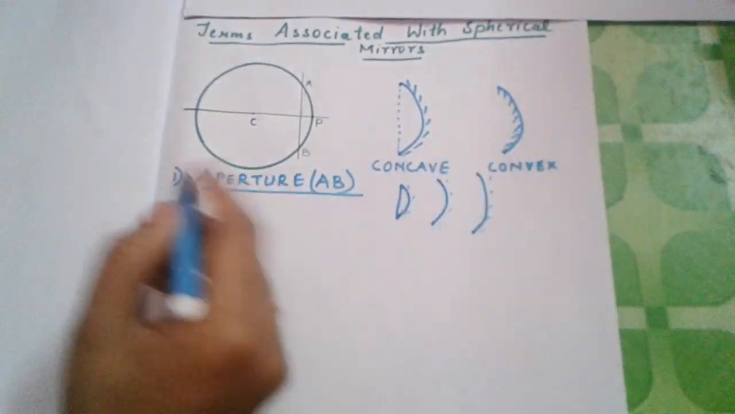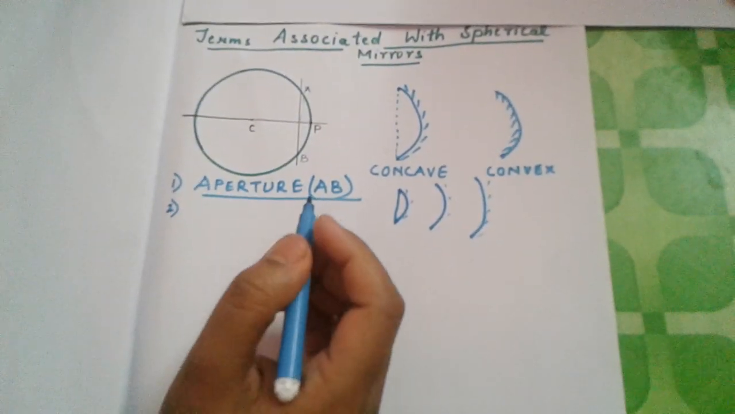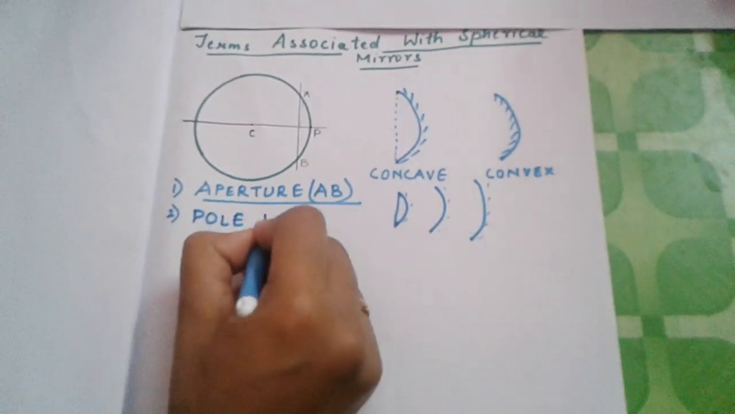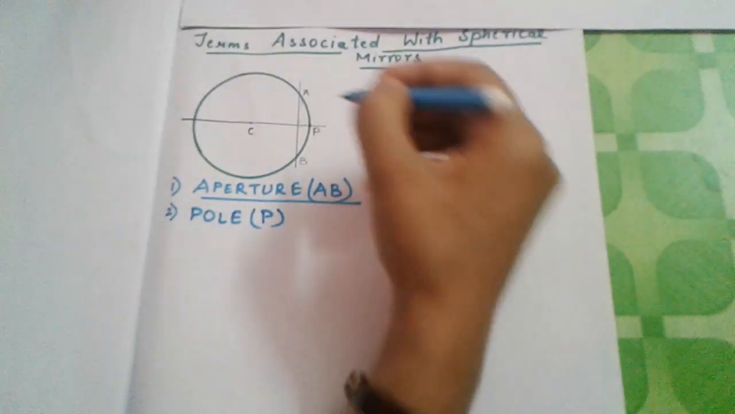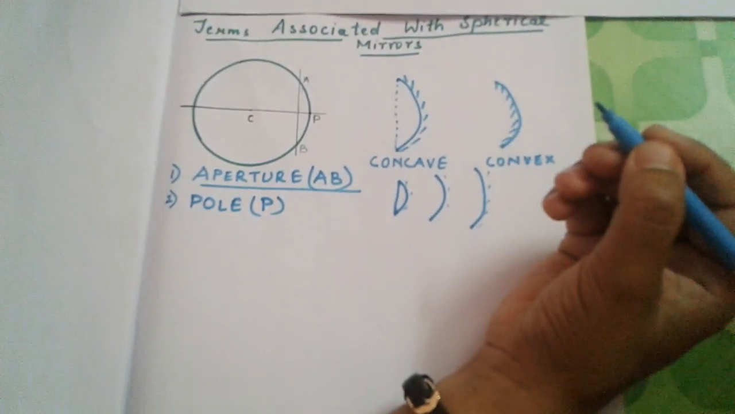Go through it. In your NCERT book this is written already, and in the notes also this has been provided. The next term is the pole. Pole is represented by capital P, and this is the center part of the mirror.